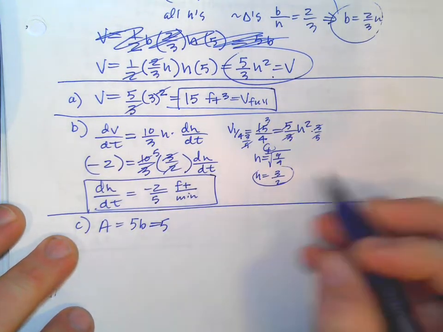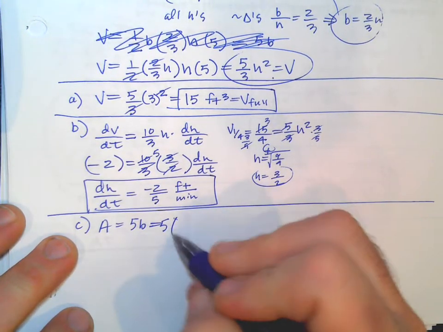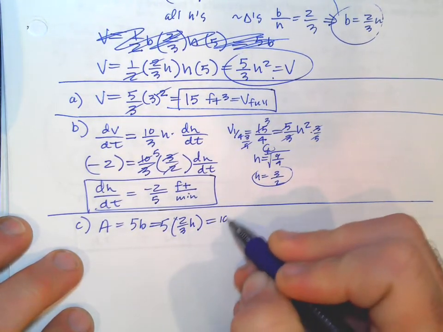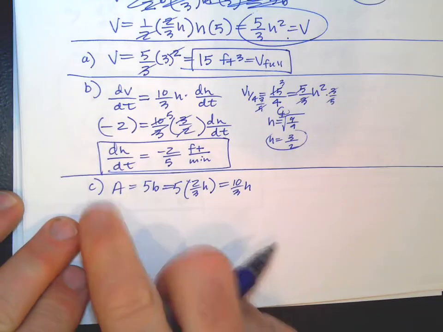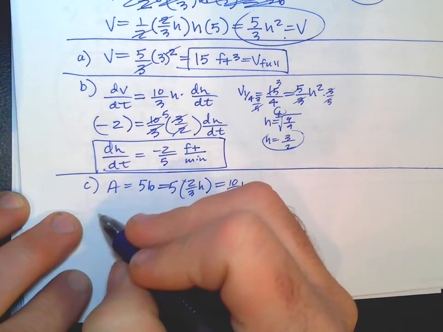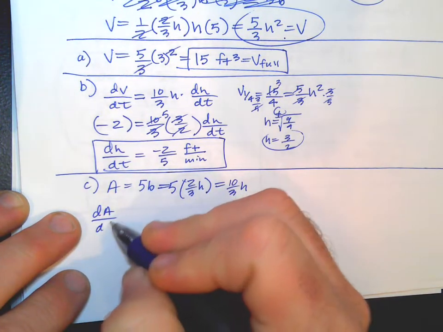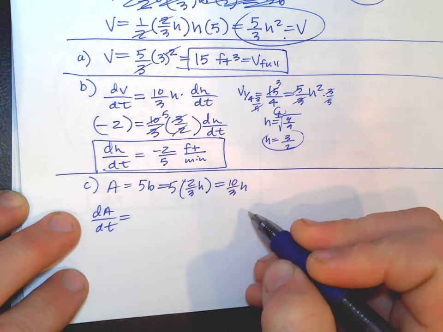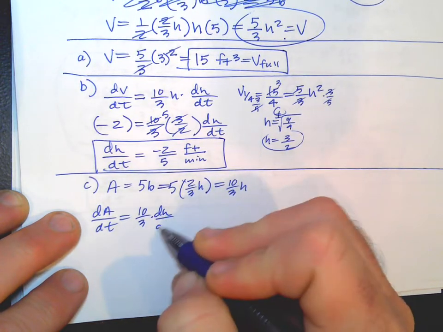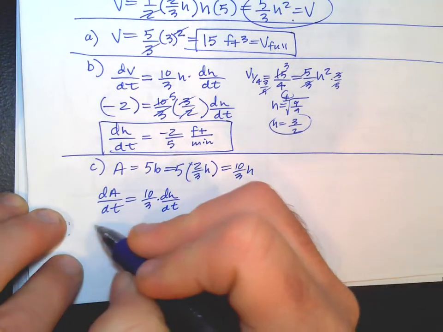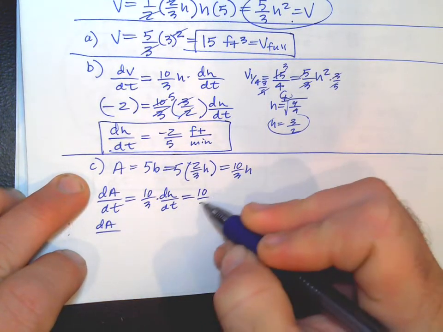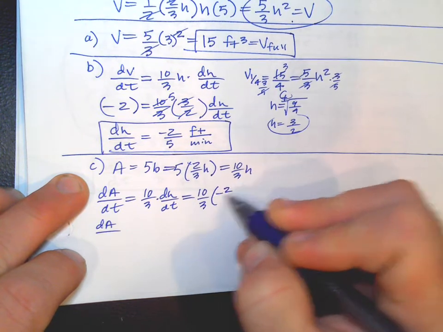But earlier we said b equals 2/3 h. So I'm going to plug in 2/3 h. So it's going to be 10/3 h. So this is the area that we're talking about in terms of variables that we've already found a lot of information for. So we're going to take the derivative with respect to time implicitly. It's going to be 10/3 dh/dt. This is what we're looking for, dA/dt. So dh/dt we just found, -2/5.